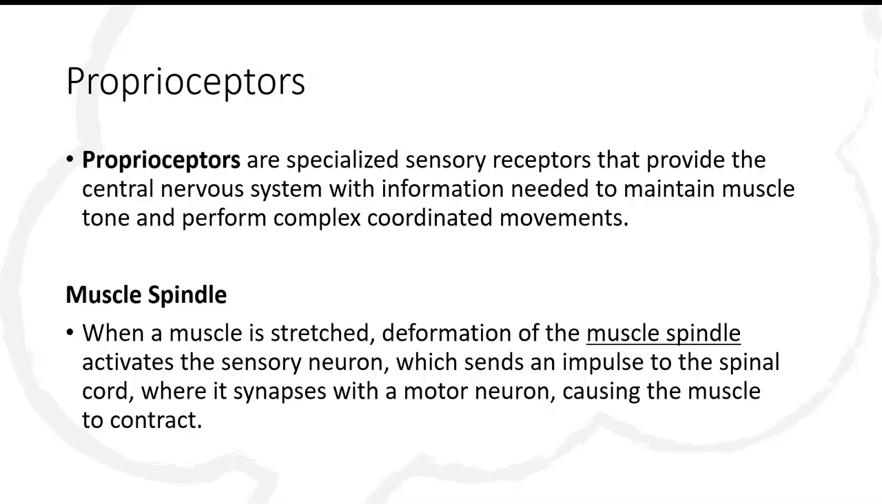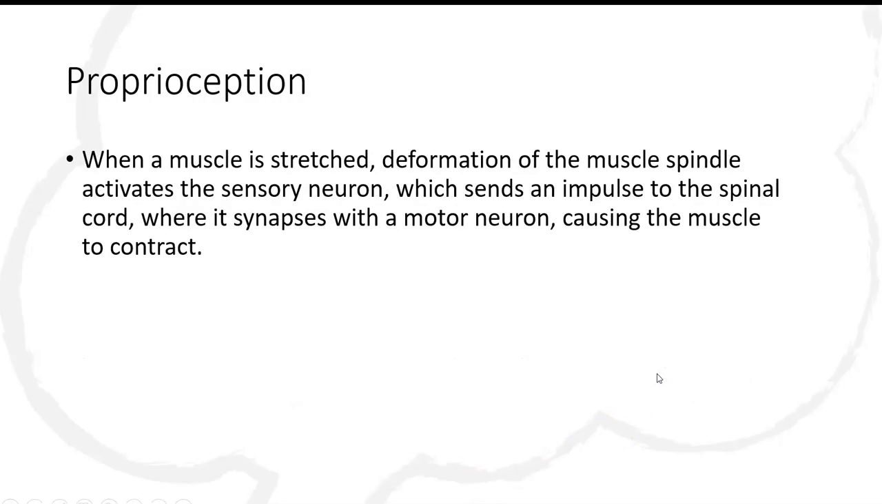So these are kind of our sensory type of receptors that are going to provide information back to us saying what we need to do to maintain our upright posture, exercise, and so forth, and our movement through space and time. Muscle spindles: when a muscle is stretched, deformation of the muscle spindle will occur and will activate the sensory neuron, which sends an impulse to the spinal cord, where the synapses are, causing the muscle to contract. Okay, so we have all these sensory type of neurons keeping us in check, so to speak.